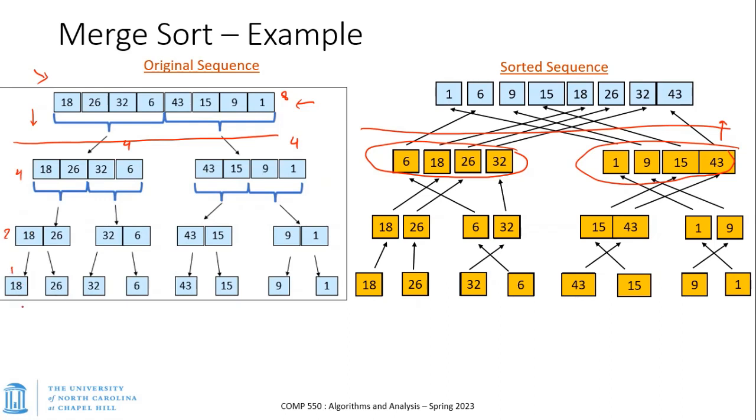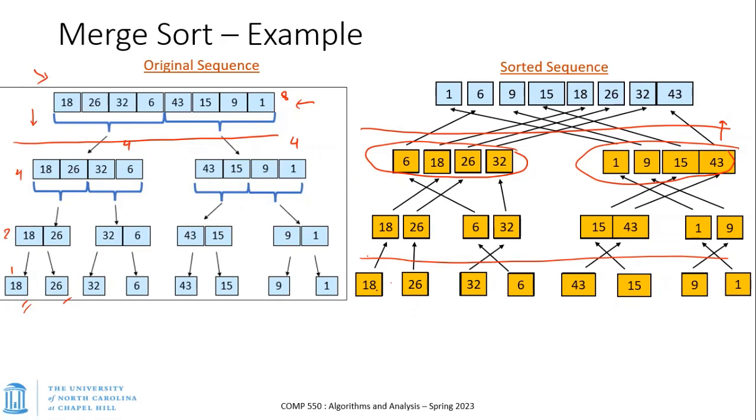It's 4, so we're going to break it up into 2s. And eventually you're going to see that the sequence just has individual numbers. Now, individual numbers obviously don't need to be sorted. They're already pre-sorted. So when you are at this particular stage, you now need to figure out how you're going to actually merge the two. Let's say you have 18 and 26. You need to figure out how to combine these two so that they remain sorted if they're not.